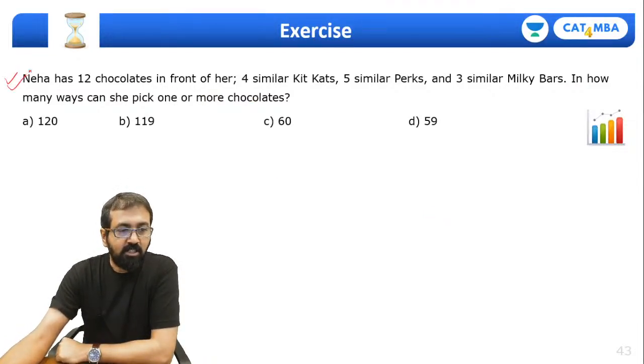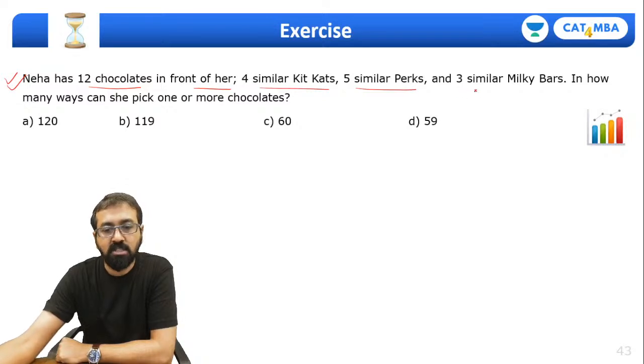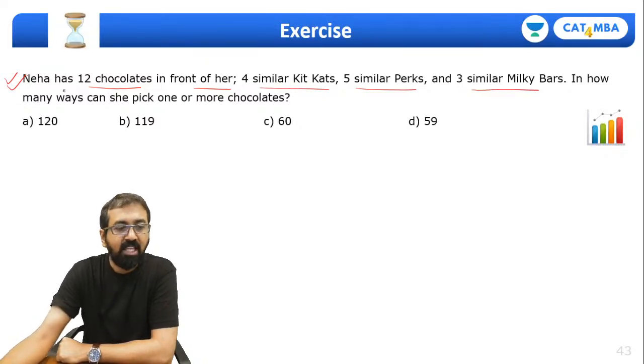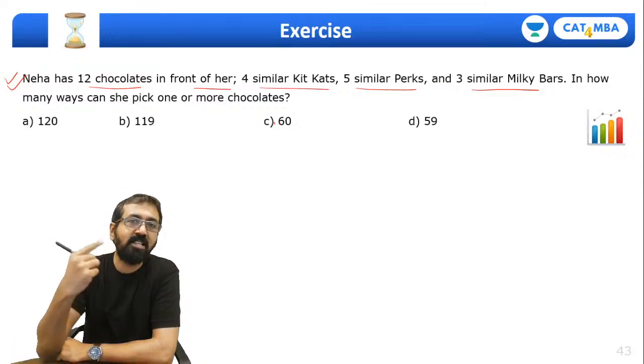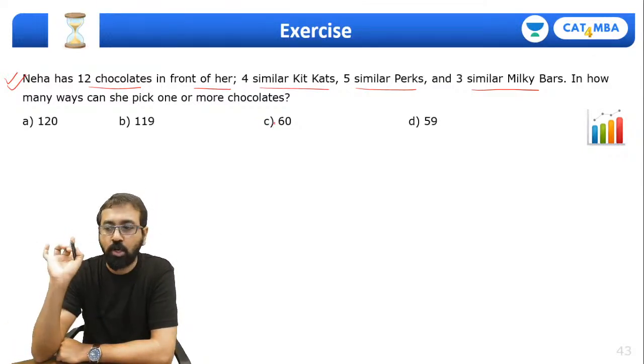Now this is a tough question. This is a tricky question. So guys, read this question. Neha has 12 chocolates in front of her: 4 similar Kit Kats, 5 similar Perks and 3 similar Milky Bars. In how many ways can she pick 1 or more chocolates?